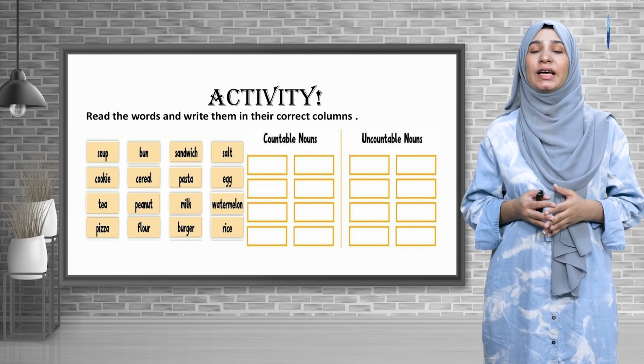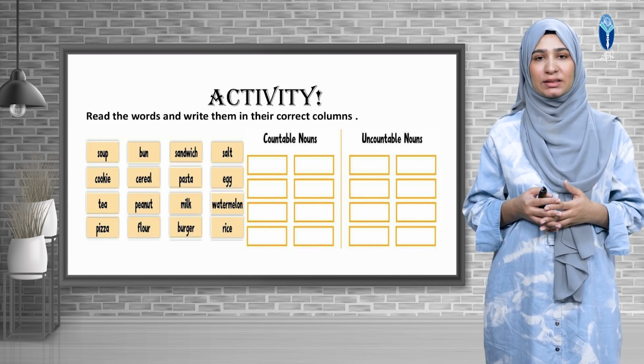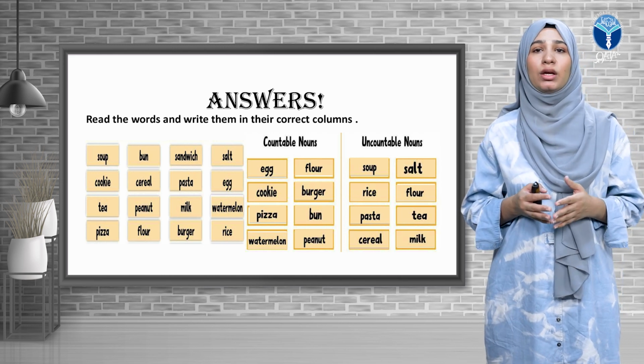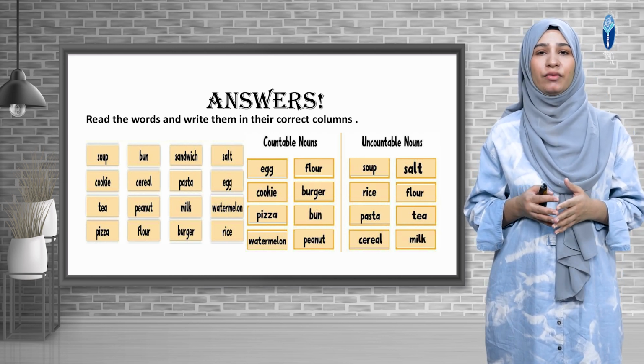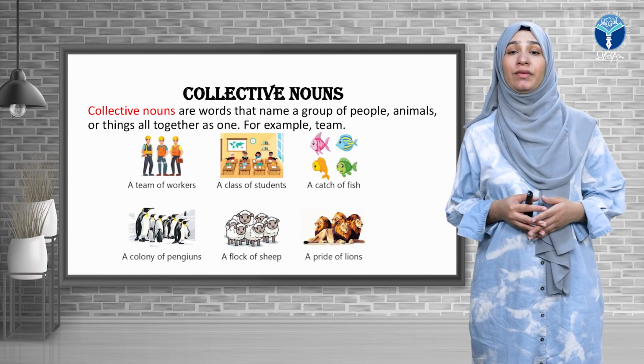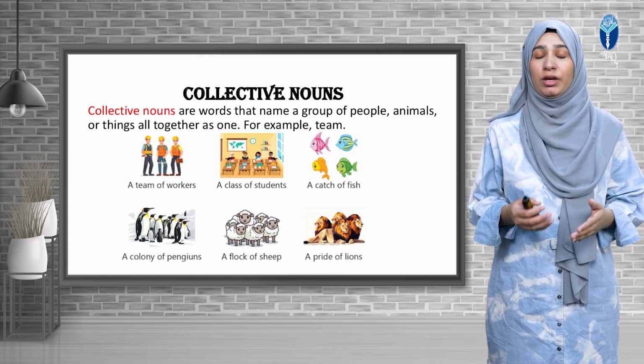So students, I hope that you have done this activity very well. Let's discuss this activity again. In countable nouns, we have egg, cookie, pizza, watermelon, and we have many more examples. Now let's go to uncountable nouns. In uncountable nouns, we have soup, salt, flour, tea, milk, and pasta that cannot be counted. So students, we have discussed common noun, proper noun, countable noun, and uncountable noun.